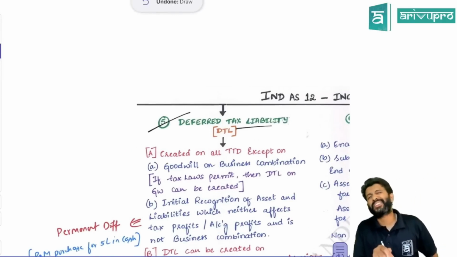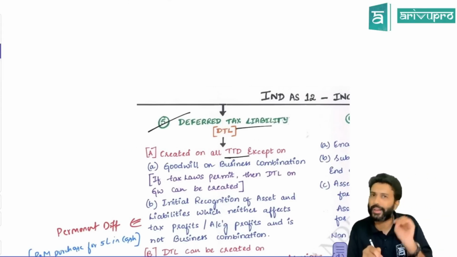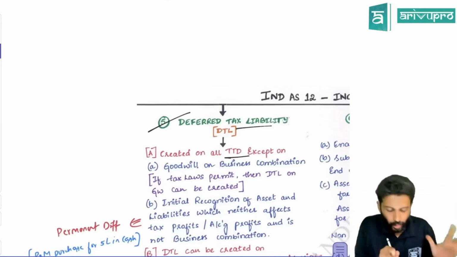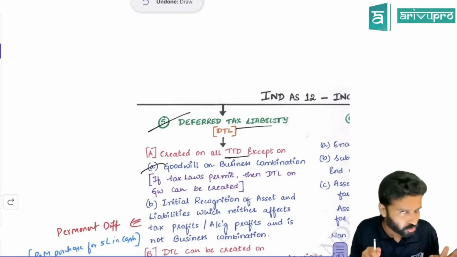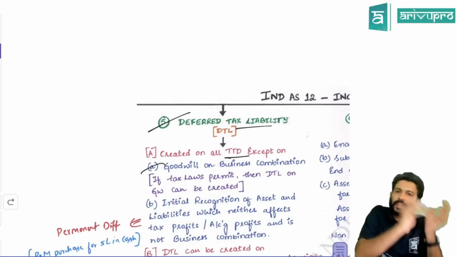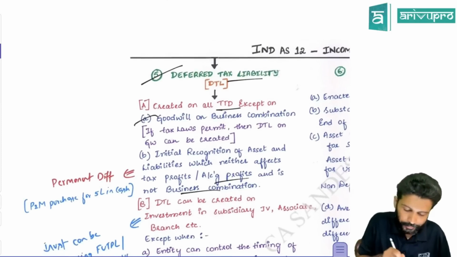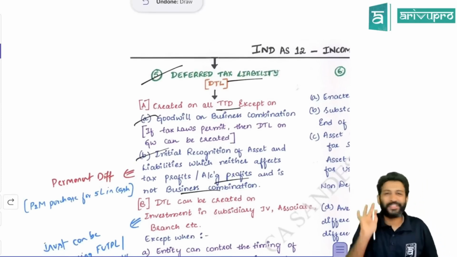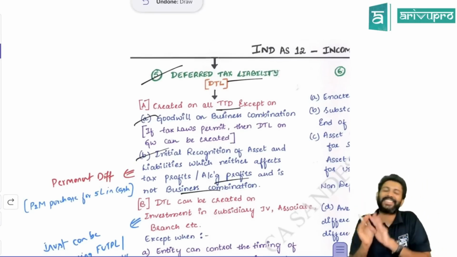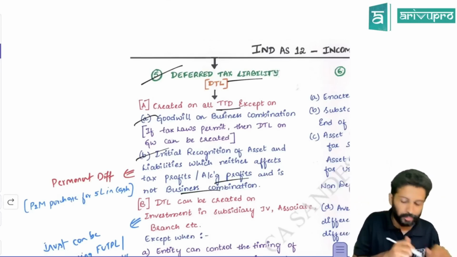You create deferred tax liability on all taxable timing differences, except a few things. One is goodwill arising on account of business combination. Another is initial recognition of assets and liabilities which neither affects accounting profit nor taxable profit, and which is not a business combination. This is the definition. You create deferred tax liability on all taxable timing differences except goodwill arising on account of business combination.